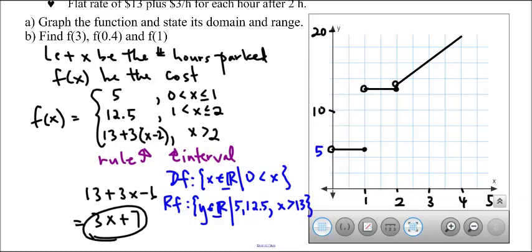Last, it asks us to find f of 3, f of 0.4, and f of 1. So all you have to do is look at the graph and say, okay, f of 3, look at the graph and find the answer. It's actually supposed to be on that, I think. So it's about, what is this, 16. So f of 3 is 16.